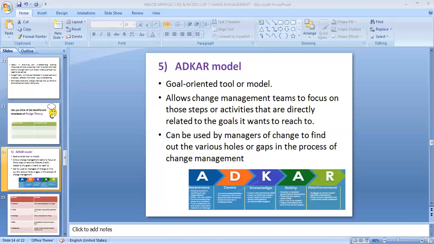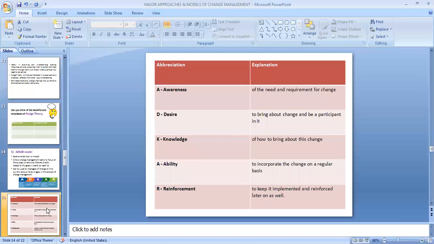When it comes to the ADKAR model, each letter in the word ADKAR stands for a particular stage. The abbreviation A is for awareness, D is for desire, K is for knowledge, again A is for ability, and R is for reinforcement. So we'll look into what each of these stages means.